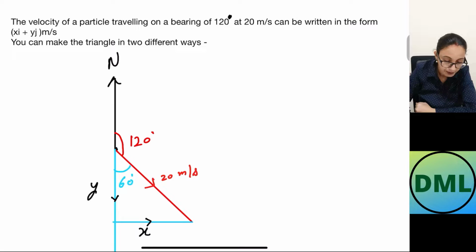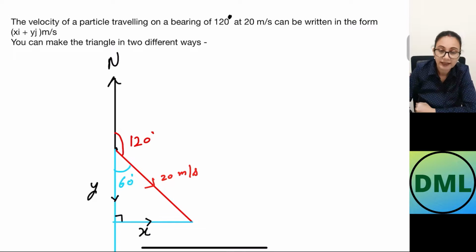What I have done here is I went down in the negative direction of the y-axis and then I drew the triangle like this. So I have the 90 degree angle here. As you know, a straight angle is 180 degrees. Out of that, this is 120, so you are left with 60 degrees. That means this angle is 60 degrees. For this 60 degrees, the opposite is x and the base is y. Why? Because you are going x units in the i direction and y units in the j direction.